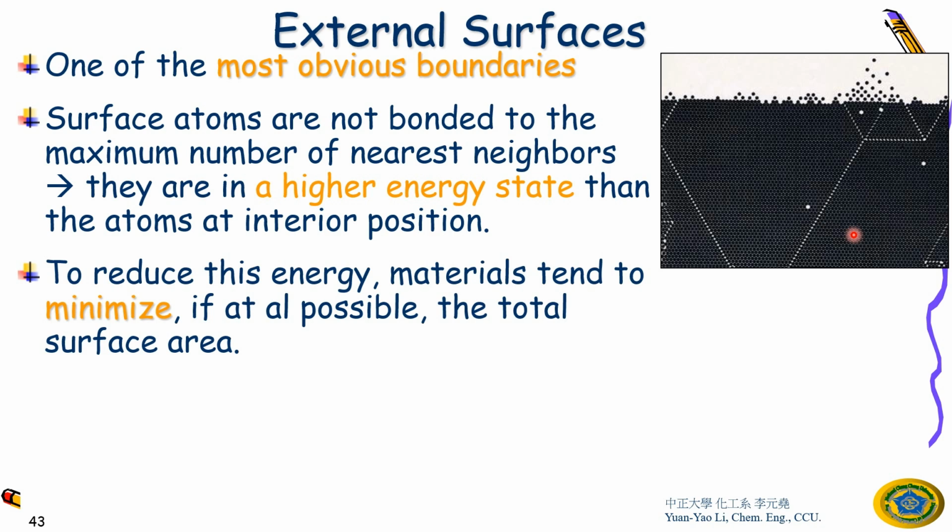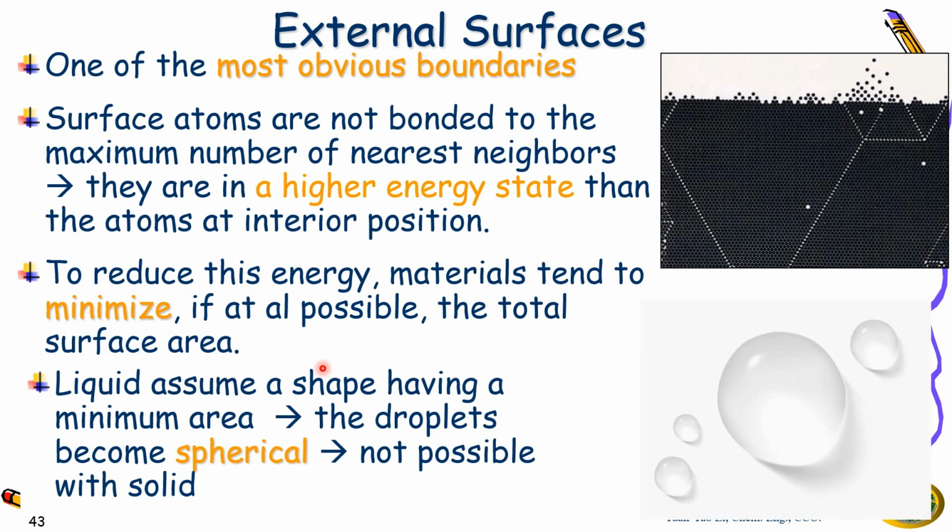However, if you reduce the surface, you will have less reaction positions. So to reduce this energy, materials tend to minimize the total surface area if at all possible, right? So you want to reduce the total surface area. What's the minimum surface area for an object? A sphere, right? A sphere.